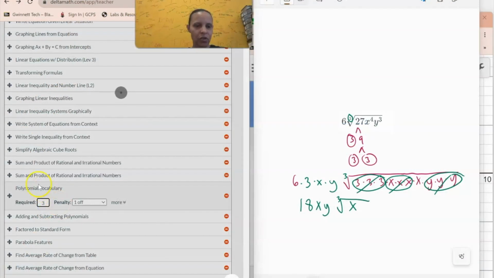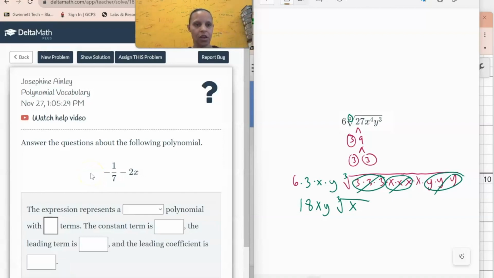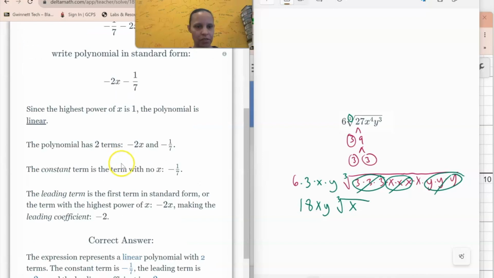All right, next we're just going to look at some vocab. And again, with this vocab, you just have to know what it is. So I'm actually just going to show you what vocab means.